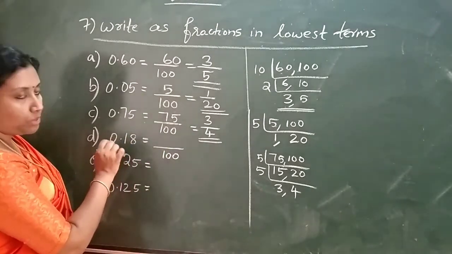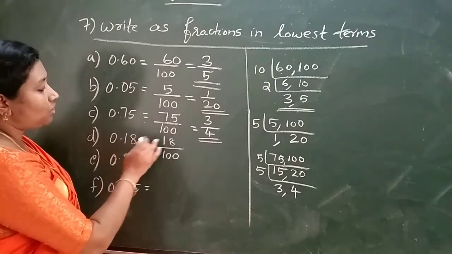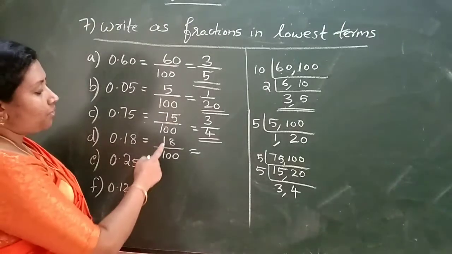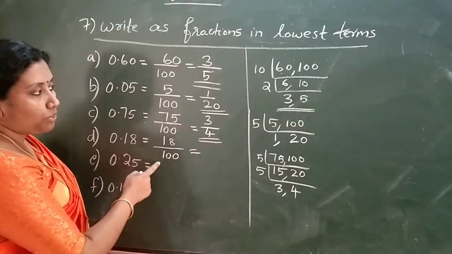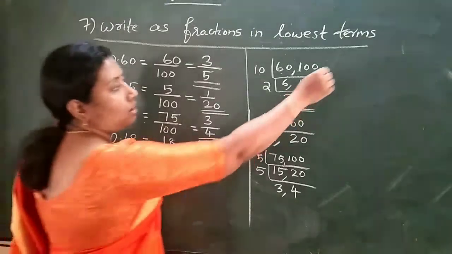So what number in the numerator? Just avoid the decimal point. You write the given number. That is 0.18. 0.18 means what? 18. This is the fractional form, 18 by 100. Then what is the simplest form of 18 by 100?